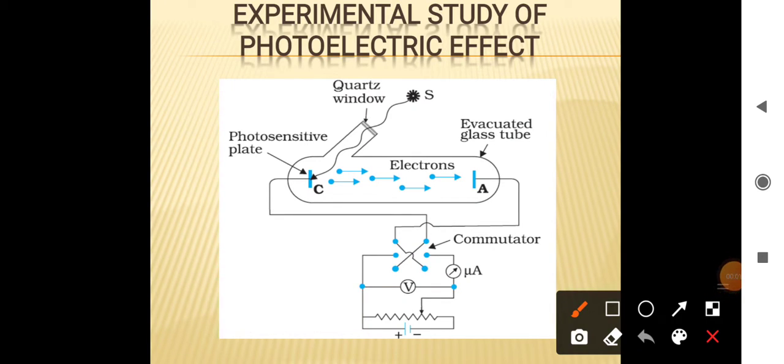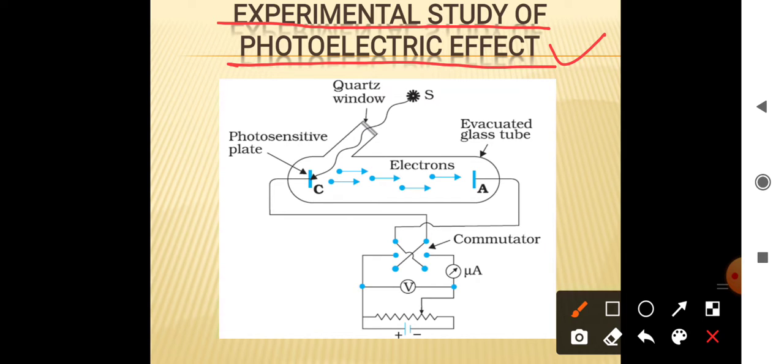Student, so today we start with chapter number 11 of the NCERT book, that is Dual Nature of Matter and Radiation. And the first topic of this chapter is the photoelectric effect. So first of all, we understand what the photoelectric effect is. The photoelectric effect is a phenomenon where electrons are emitted from a metal surface due to the energy of incident radiation. And in this slide, we study the topic, experimental study of the photoelectric effect.